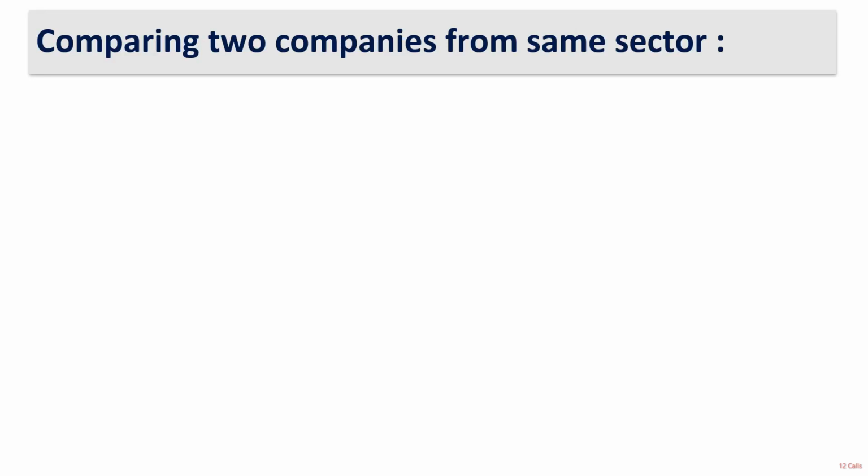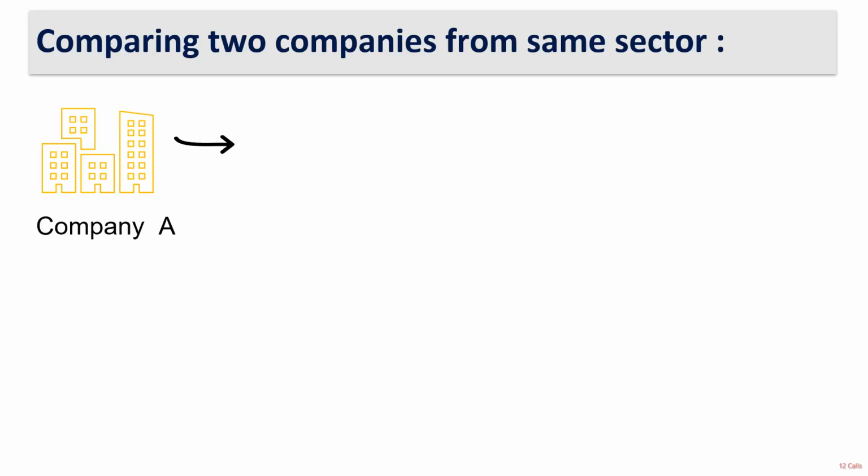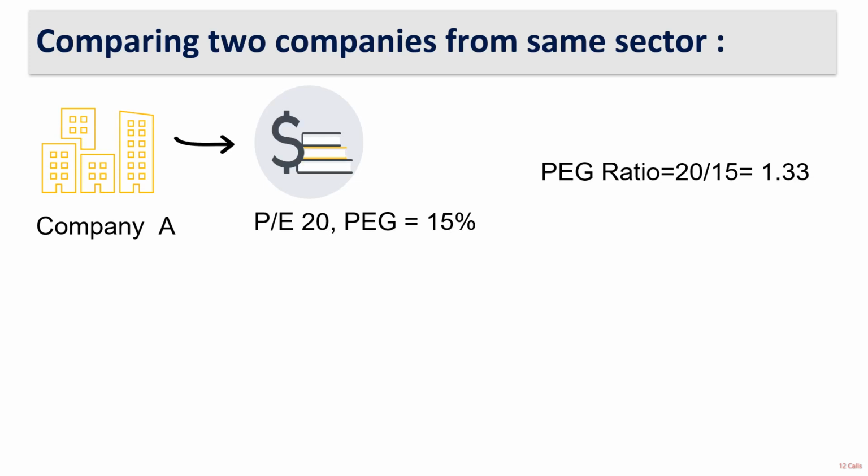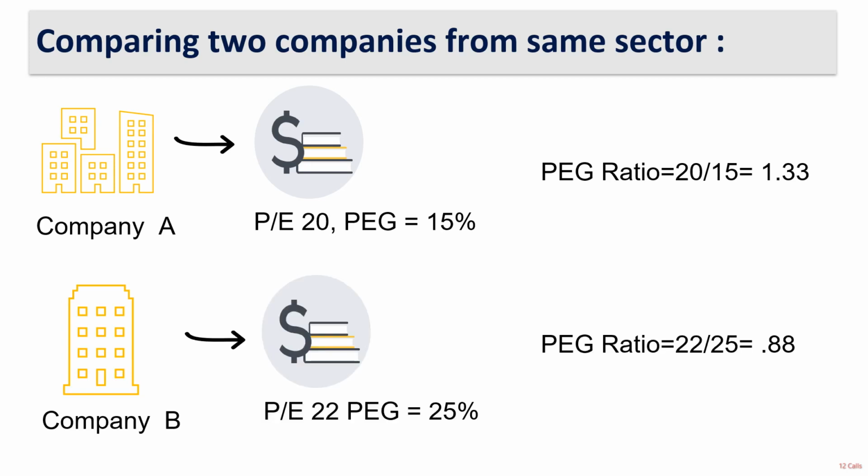Now let's compare two companies from the same sector using PEG. We have company A where PE is 20 and growth is 15%. So PEG ratio is 20 divided by 15, which is 1.33. Company B where PE is 22 and growth is 25%. So PEG ratio is 22 divided by 25, which is 0.88.